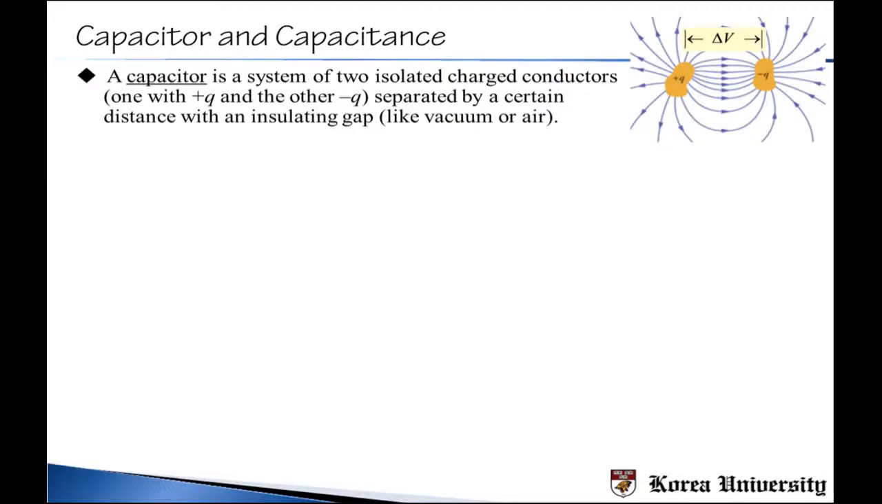Okay, let's begin by explaining what capacitor and capacitance are. A capacitor is formally defined as a system of two isolated charged conductors, plus Q and minus Q, separated by a certain distance with an insulating gap, which means that charges cannot move across from one place to the other. Take a look at the figure on the right side. Here we have one conducting object charged with plus Q and the other object with minus Q. And they are separated, so the charges cannot move.